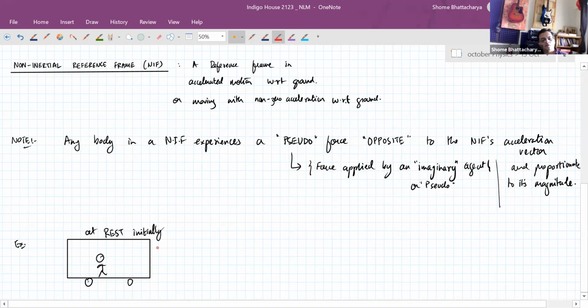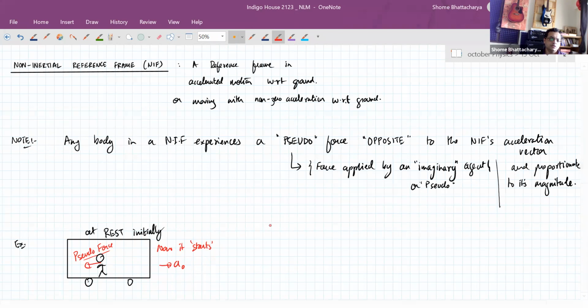Now suddenly it starts. So as it starts, it has a forward acceleration a0. You see, the moment that happens, this person has a tendency to jerk backwards. Right? He experiences a backward force on his body. And if he does not catch hold of something or balance himself, he will tend to fall because of that.